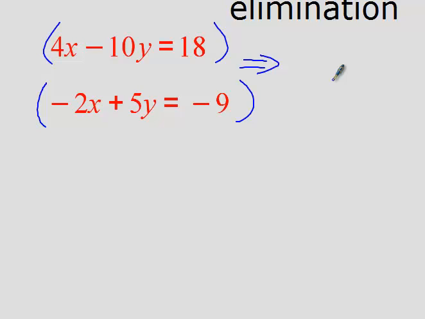So what's the least common multiple between 5 and 10? 10, right? What do I have to multiply with 10 to get 10? 1, right? What do I have to multiply with 5 to get 10? 2. So now before I go on, I have to check my signage, right? What's 1 times negative 10? Negative 10, right? What's 2 times 5? Positive 10. So are they opposite sign like I want? Yeah. Everybody good with that?